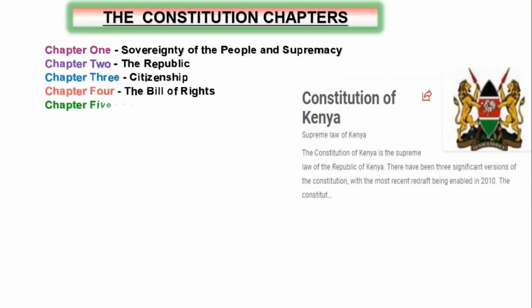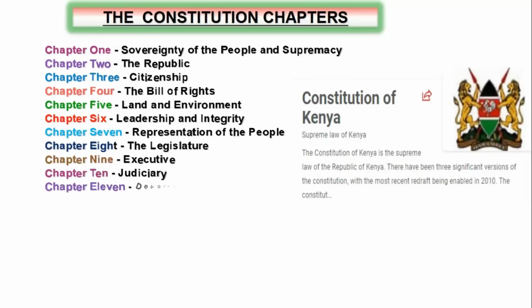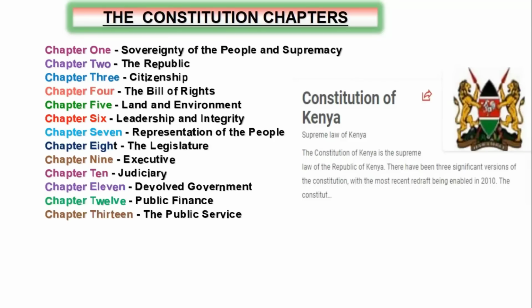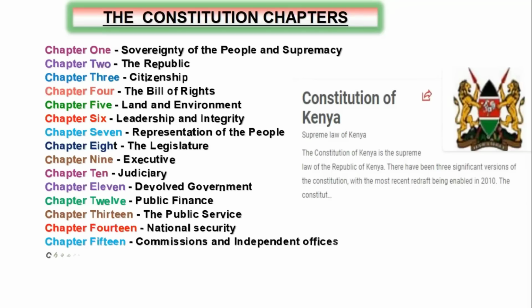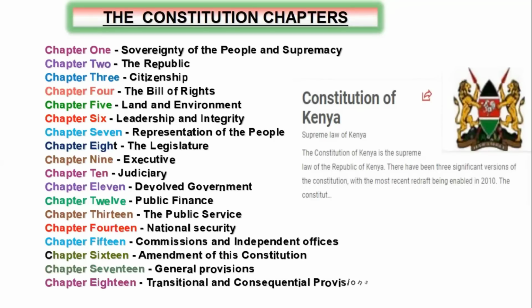Sovereignty of the people and supremacy of the Constitution, the republic, citizenship, the Bill of Rights, land and environment, leadership and integrity, representation of the people, the legislature, the executive, judiciary, devolved government, public finance, public service, national security, commissions and independent offices, amendments of this Constitution, general provisions, transitions and consequential provisions. All these are Constitution chapters.